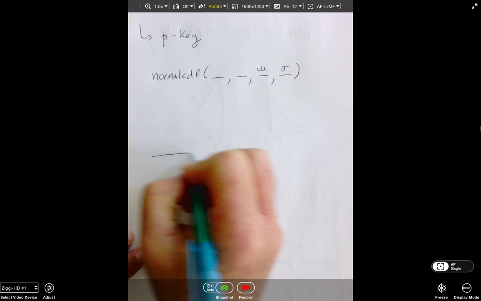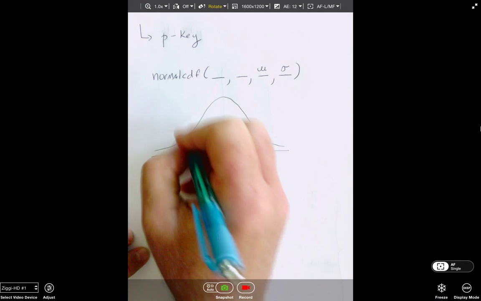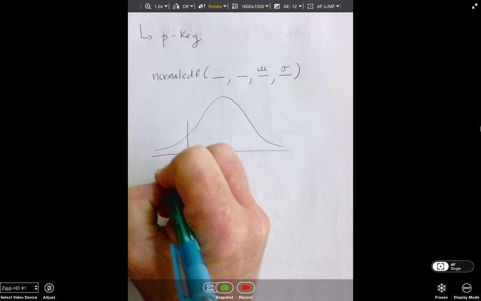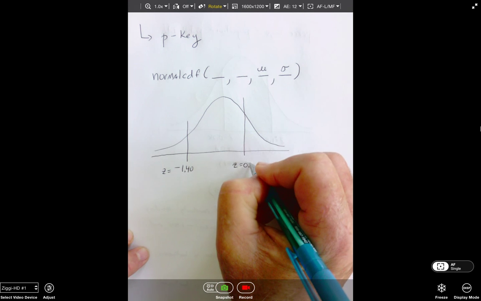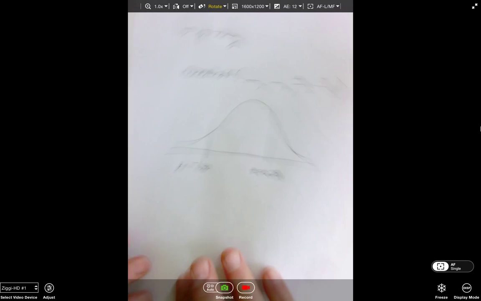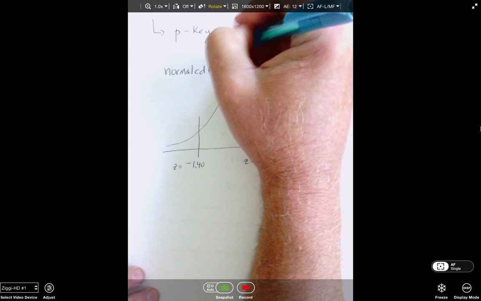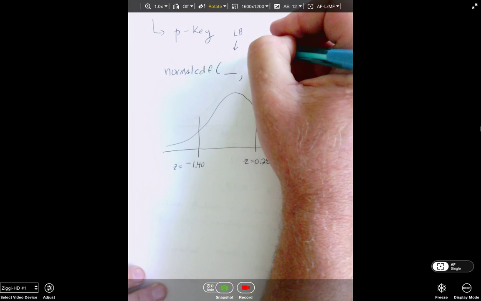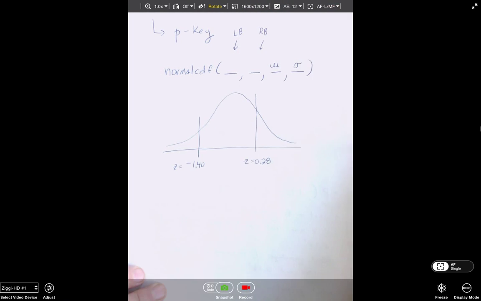So for example, in the problem that I just gave you, we want in a normal distribution to find the area from negative 1.40 to 0.28. Yeah, negative 1.40 and 0.28. So what goes here is the left bound, the smaller number, and what goes there is the upper bound, or the right bound, which is always the bigger number.